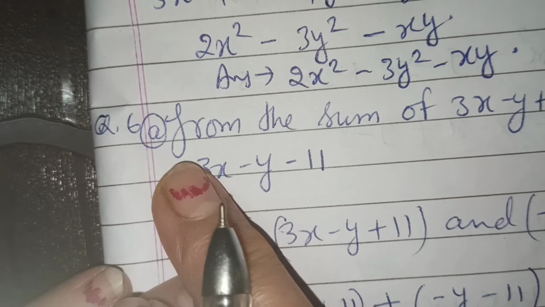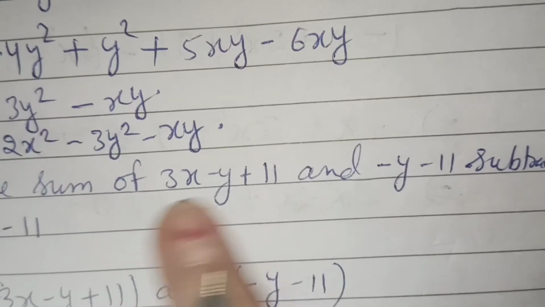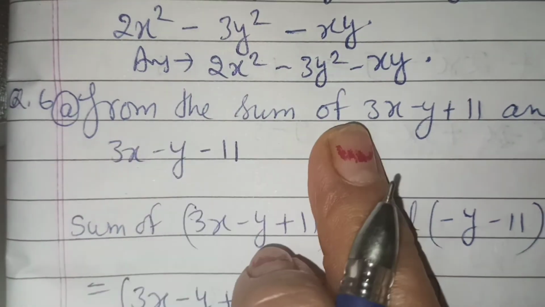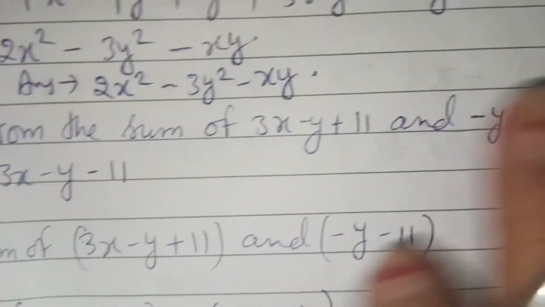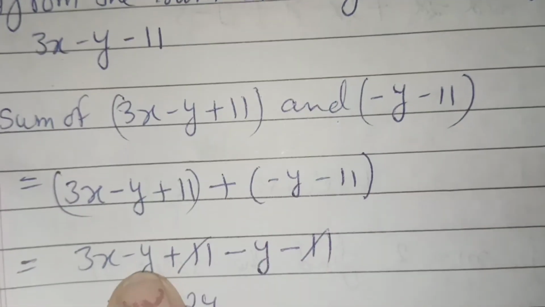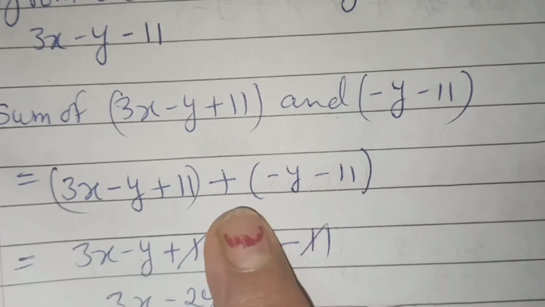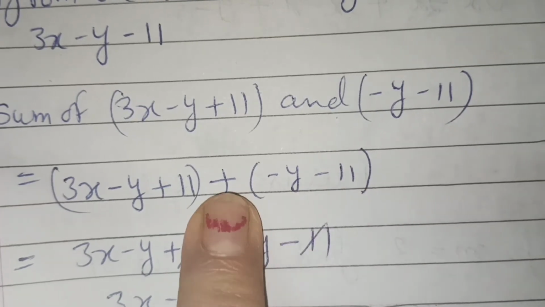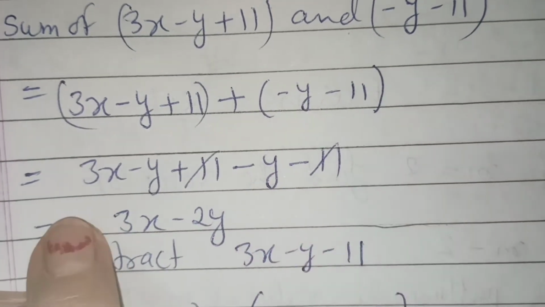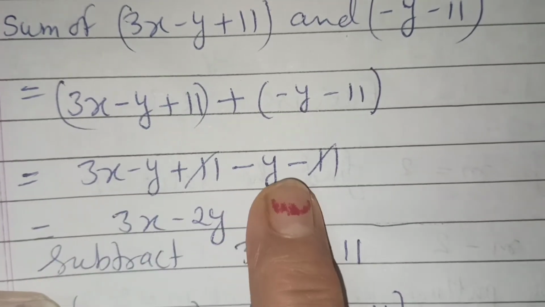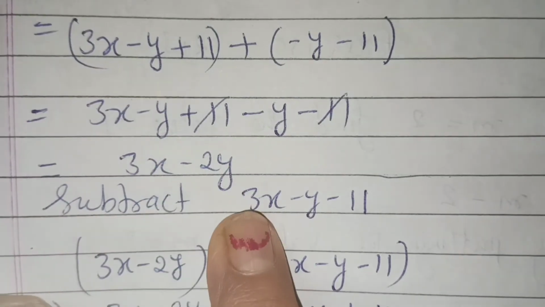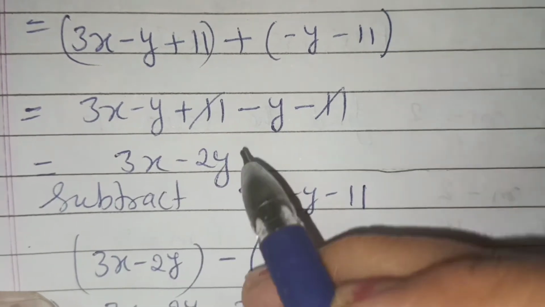Now see question number 6a. From the sum of first expression and second, subtract this. What we will do? First find the sum of these two expressions. The sum of these two expressions will be adding. When we open this bracket, the sign will not change because the plus sign is here. So note down as it is. Here see 3x, and minus y and minus y will be minus 2y. 11 cancel out and the answer is 3x minus 2y.